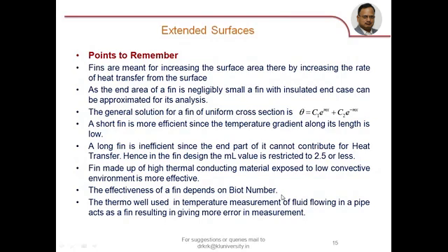The effectiveness of a fin depends on Biot number. We have seen Biot number is the ratio of internal resistance offered for heat transfer, that is within the material, the conduction resistance, to that of external resistance offered for heat transfer from the surface to the environment, that is convective resistance. So that Biot number is hLc by k, where Lc is the characteristic dimension which takes care of the variation in cross-sectional area and surface area.